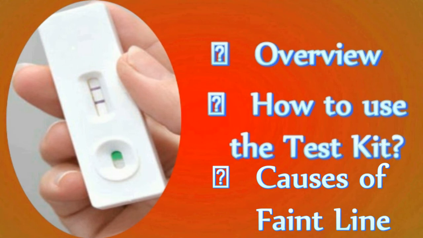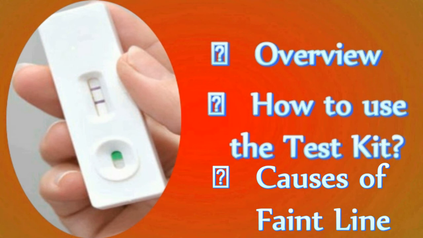The former type of pregnancy test kit is more sensitive than the latter, as it can detect the HCG presence even in low concentrations. If you use a home pregnancy test kit with less sensitivity, you may get a faint line even after 15 to 18 days of conception.